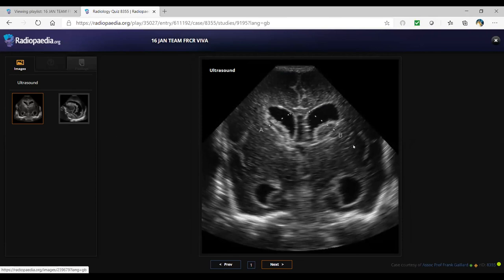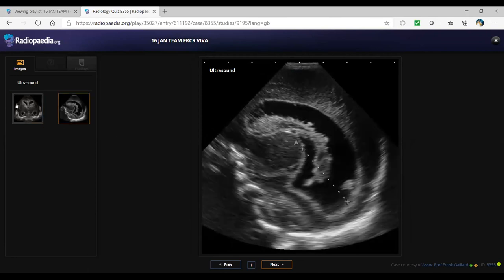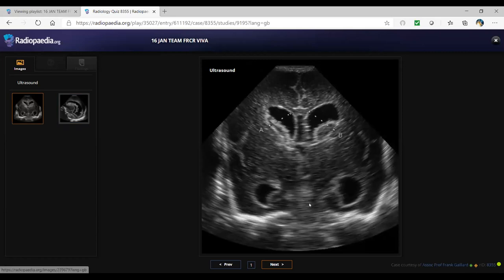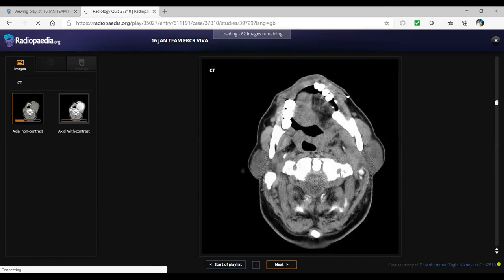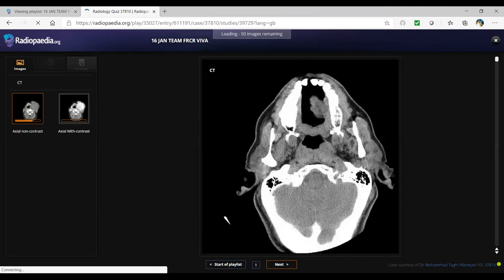Just check the caudothalamic groove for the presence of any hemorrhage. And since this patient has an associated dilated ventricular system, however, there's no evidence of intraventricular hemorrhage. So this is a grade 3 germinal matrix hemorrhage, okay? So the point is, I first have to decompress the hydrocephalus, and then I think about anything else, okay? Your first case, yes. So this case had multiple findings, okay.